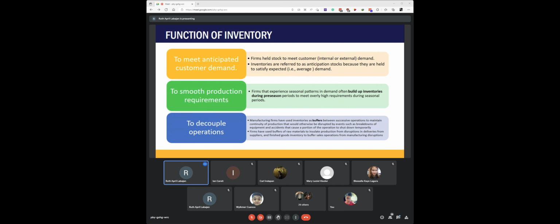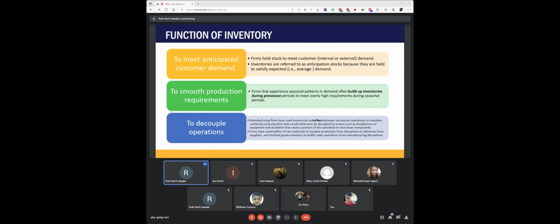Now, the second function of inventory is to smooth production requirements. This happens, guys, if a company is working on products that are seasonal in nature. So basically, if a company is working on seasonal products, what they do is before the season comes in, they will have to build up inventories.